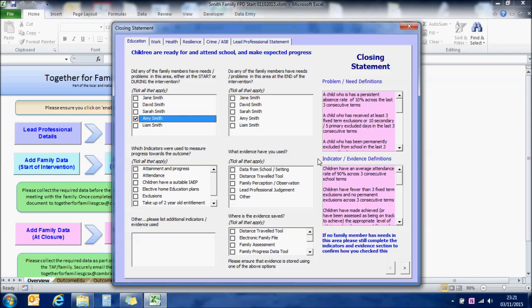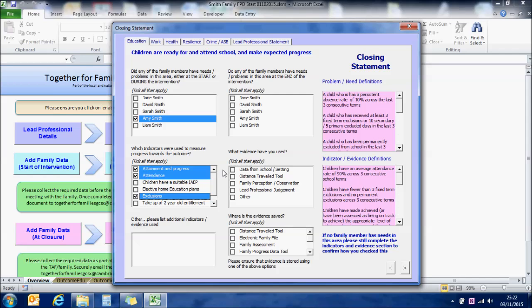In this case, Amy had made significant and sustained progress in regards to her education, therefore did not have needs at the end of the intervention. We then need to identify what indicators were used to measure the progress towards this outcome. You can see that several options are provided and you can tick more than one indicator. For Amy, it was her attendance, attainment and exclusions that were used to measure progress.